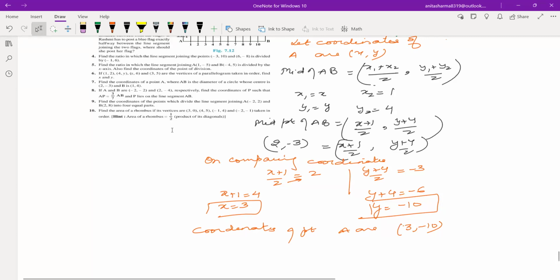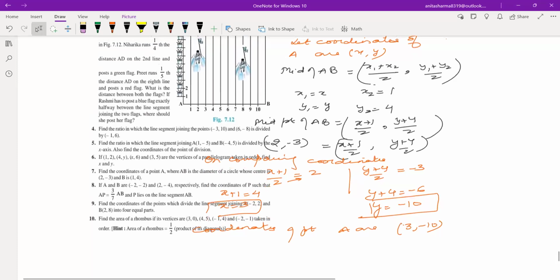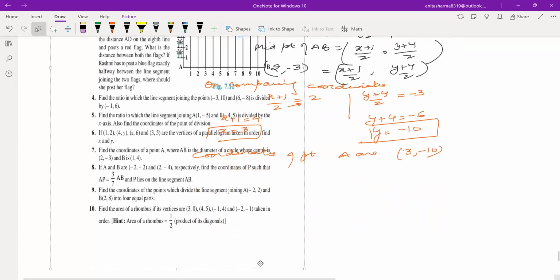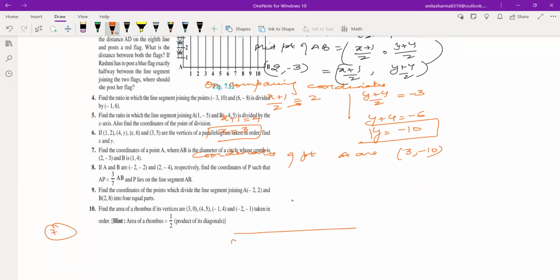Okay. So children, now next question is, question number 8. If A and B are these points, find the coordinates of P such that AP is equal to 3 by 7 AB. So any idea, children, what we can do in this question? Ma'am, we can use midpoint for all of those, ma'am.